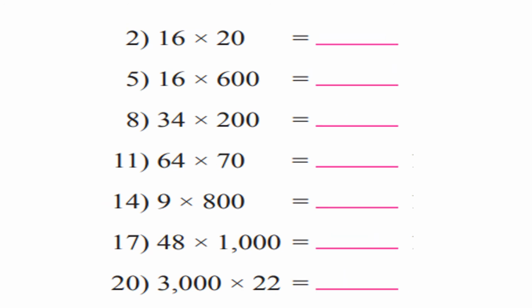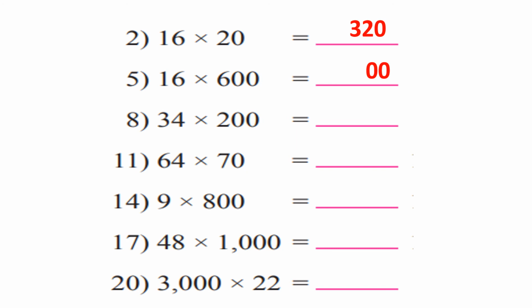Next column, number 2, 5, 8, number 11, 14, 17, and 20. Number 2, 16 times 20. 20, only one 0 right here, 0. And then 2 times 16 is 32. Your answer is 320.